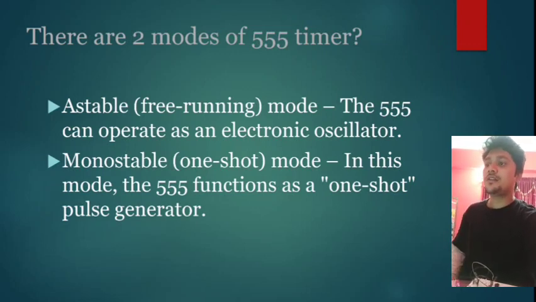And there is the monostable or one-shot mode. That means it gives an instantaneous value, that the 555 timer functions as a one-shot. It gives a pulse of current for a specific time and then it stops. So these are the 2 modes.